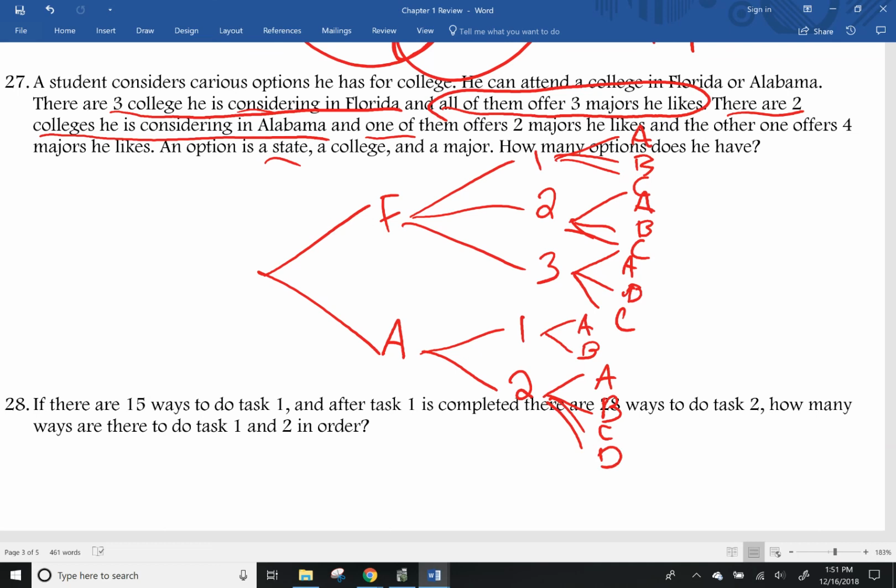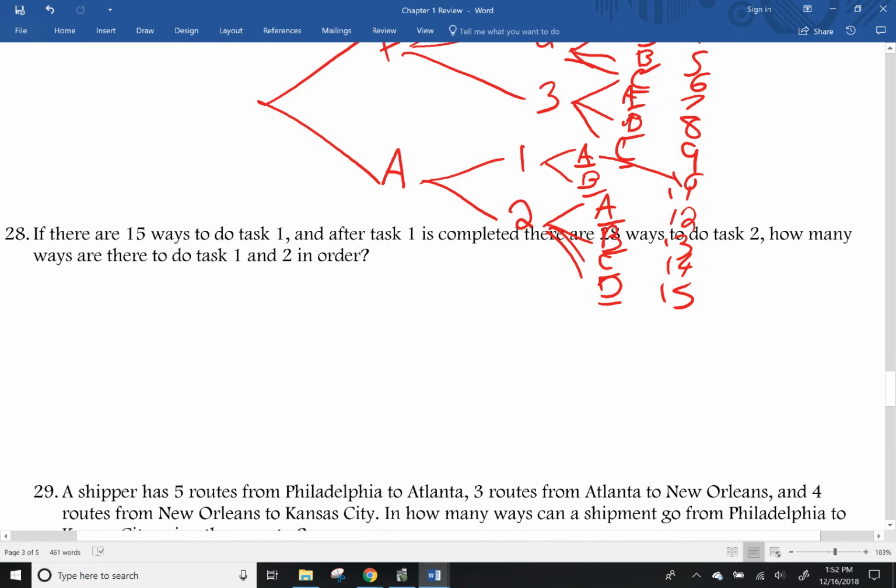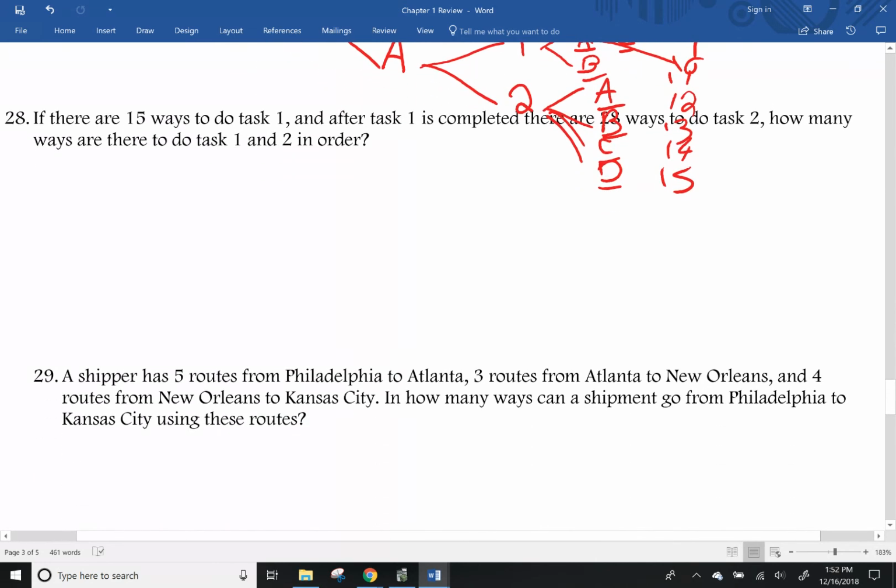So how many options do you have in total? All the final options are listed here. If we count that up, we'll see how many there are in total. So we got 1, 2, 3, 4, 5, 6, 7, 8, 9, 10, 11, 12, 13, 14, 15. I'm just counting up all these letters at the end. There are 15 in total. So there are 15 different ways he could pick a way for his future.